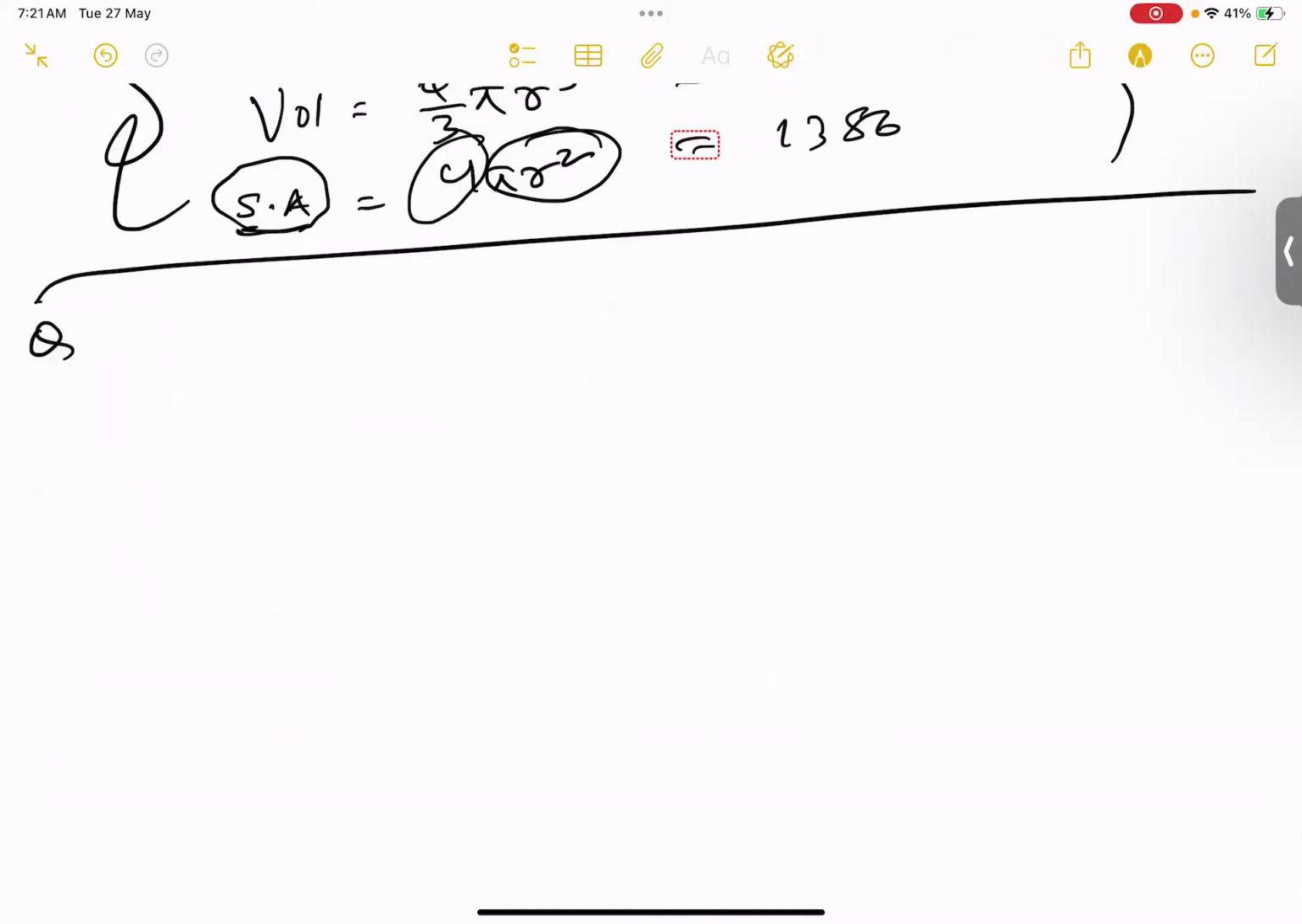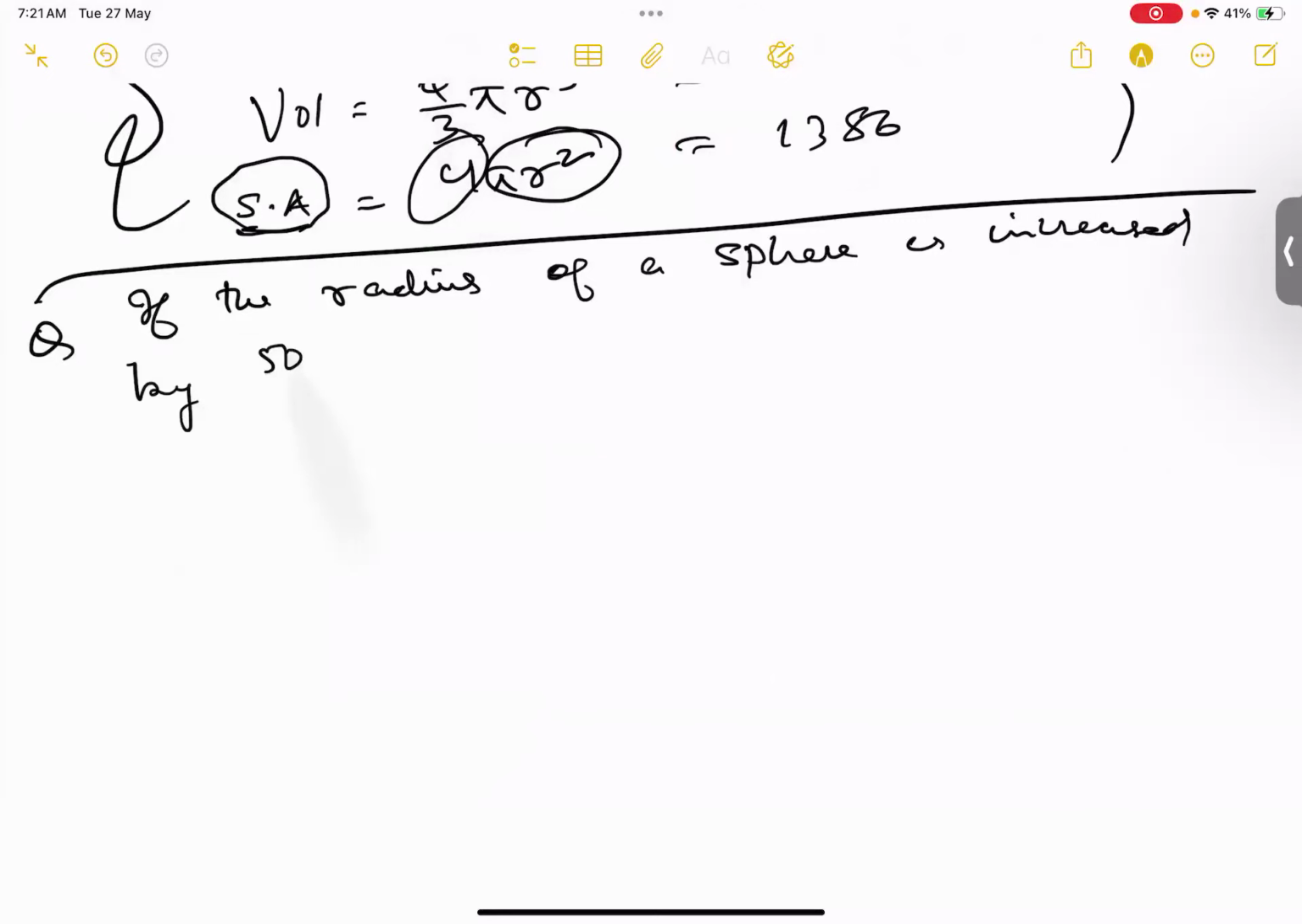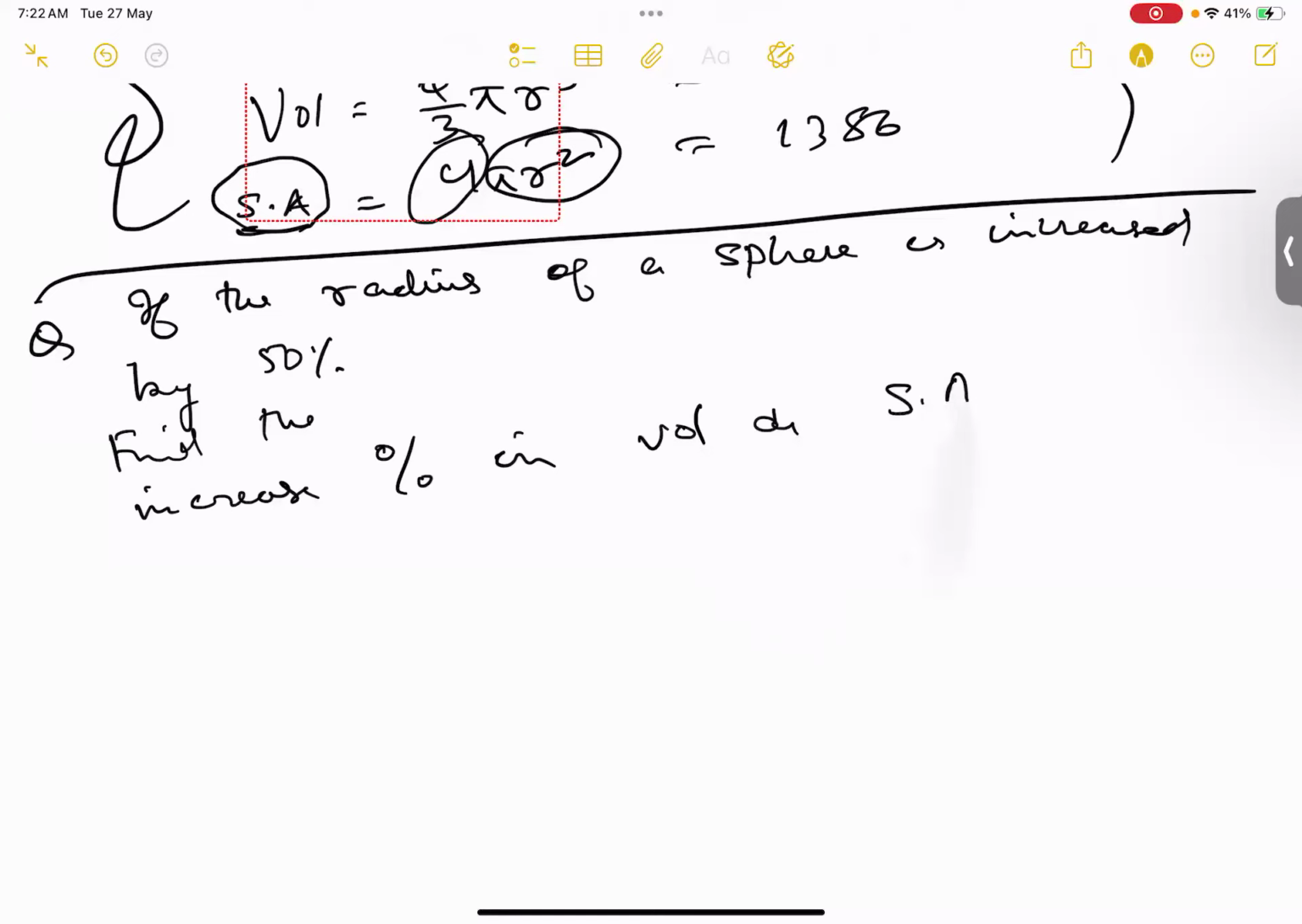I'm not explaining that question, okay? It's a direct question only. Next question. It says that if the radius of a sphere is increased by 50%, find the percent increase in volume and surface area, okay?